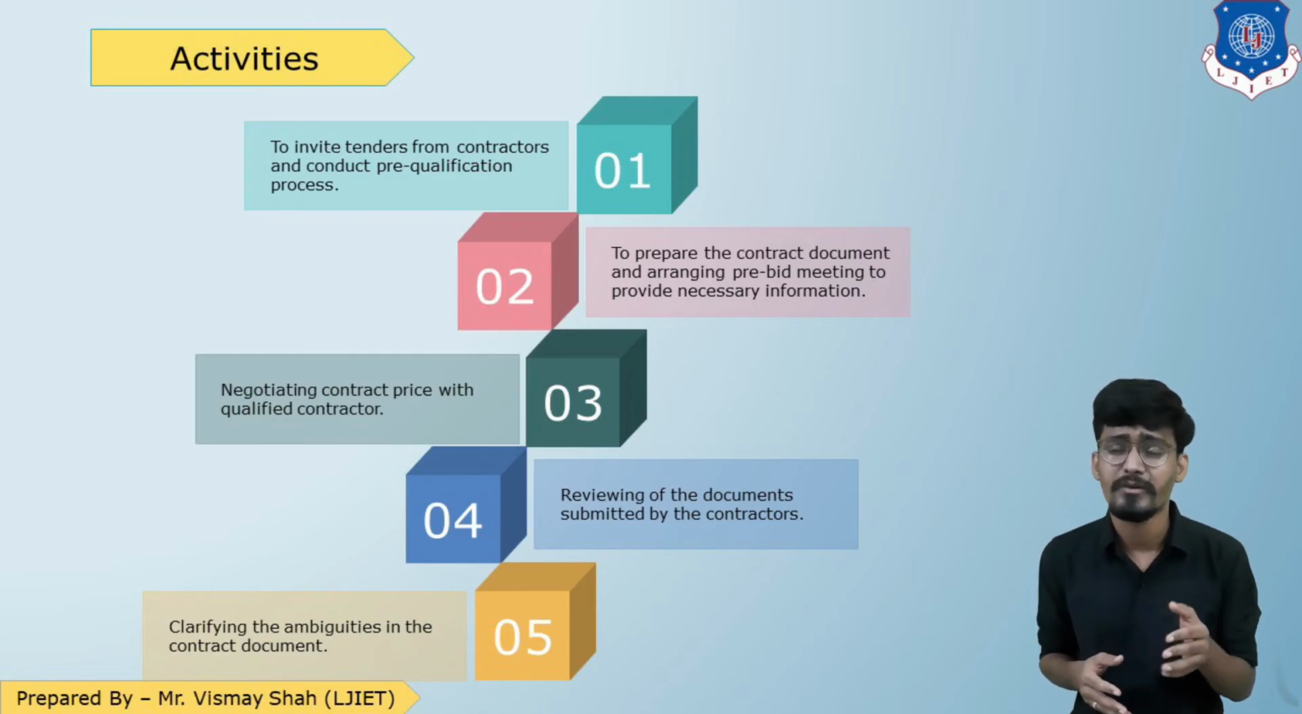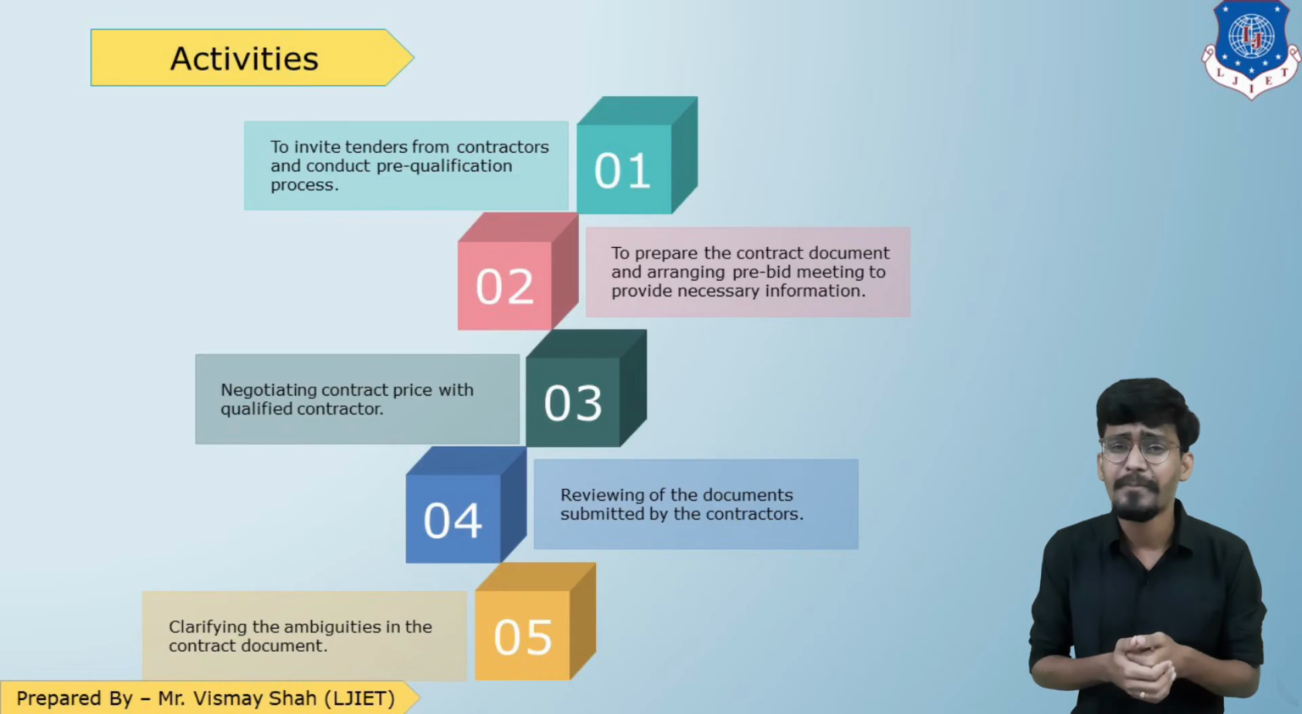The first activity is to invite the tenders and to perform the pre-qualification process of the contractors. The second is to prepare the necessary contract documents and to arrange a pre-bid meeting to provide the necessary information regarding the project. The next is negotiating the price with the contractor. Then the review of the documents submitted by the contractor. And the last activity in this stage is to clarify the ambiguities in the contract documents. Ambiguities means doubts which remain unclear. So these are the activities of the tendering stage.